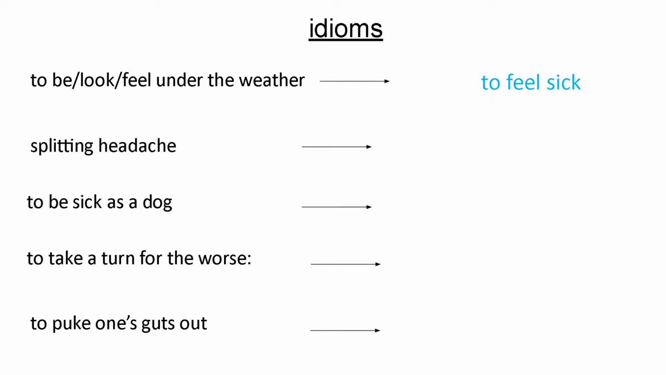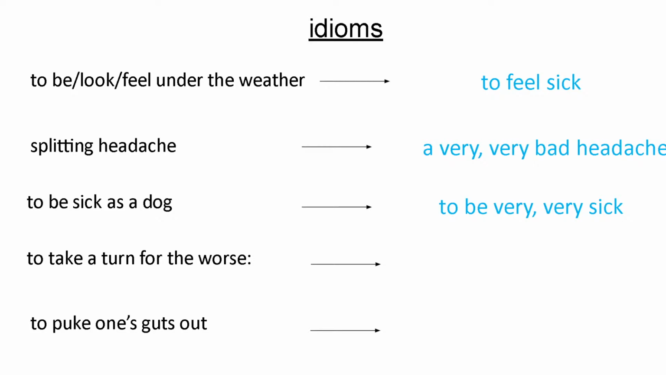But again, remember, it's not just that you use one idiom and you're automatically going to get a band score 7. It's in addition to everything else you're doing, using the right words in the right way. Okay, so before we had a headache, a raging headache. Here we have a splitting headache. This is an idiom that means a very, very bad headache. So again, I had a bad headache is fine, but if you use the idiom, I had a splitting headache, it's going to be much better in the exam. To be as sick as a dog, to be very, very sick.